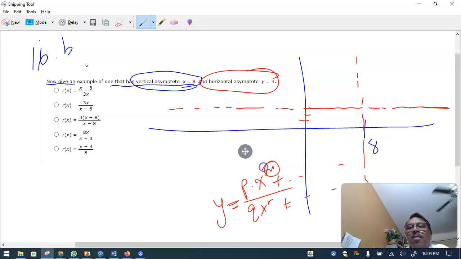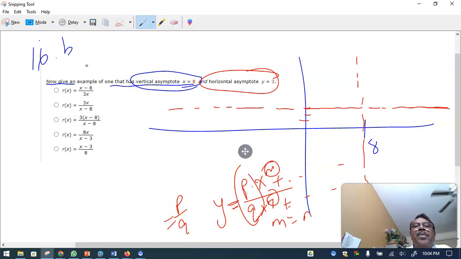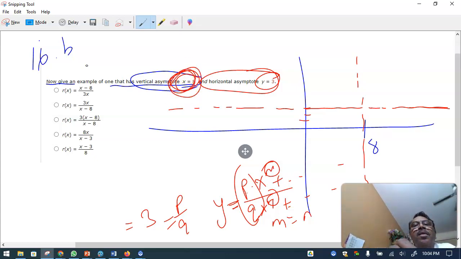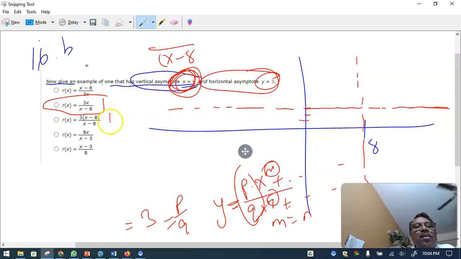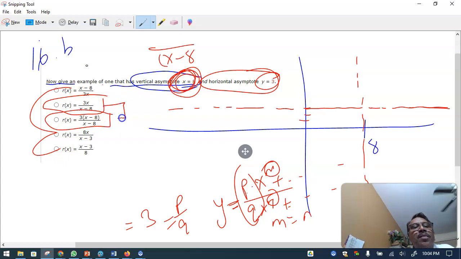That means this m and n have to be the same. Then we can say it is p over q. In this case, it says 3, and the 3 could come from a lot of degrees up and down. But one thing is we have to look at the denominator. Because of the vertical asymptote, the bottom has to be x minus 8. And if you see, this is one option. This also looks to be correct, and none of them has x minus 8 in the denominator. So out of these, which is the correct one?